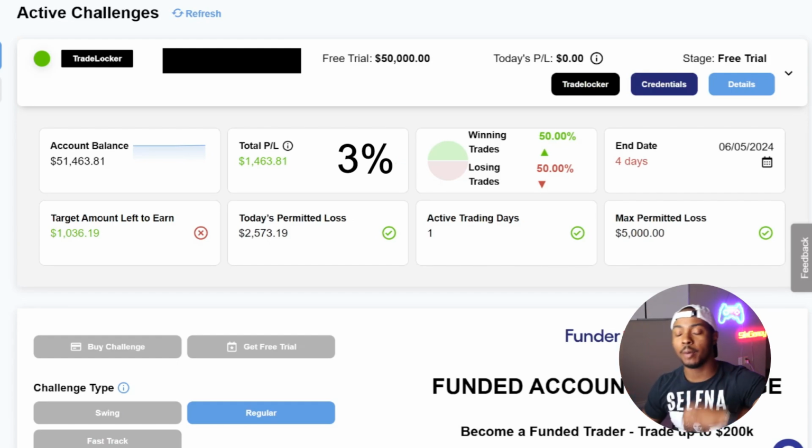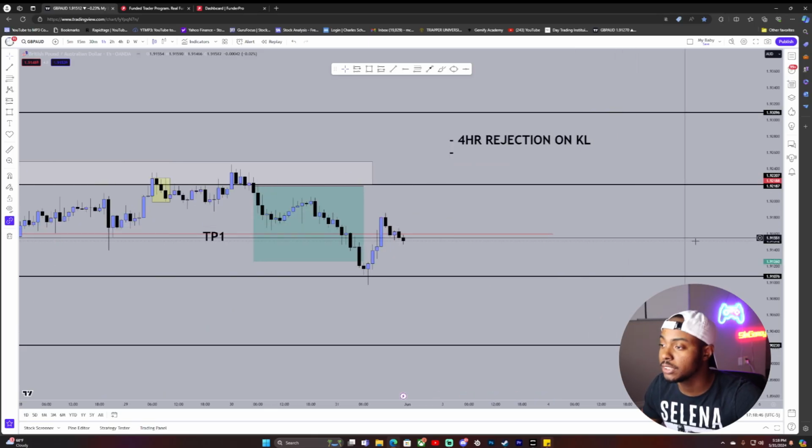We are currently up pretty much 3%. And hopefully by next week, we can get another 2% secured, just so we can go and move into the actual 50K challenge. But that's pretty much a textbook trade, like I said.